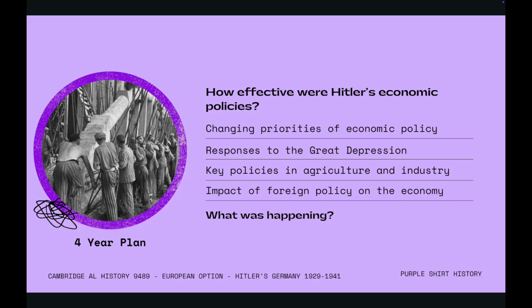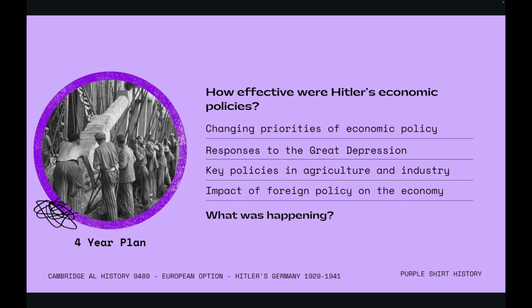Responses to the Great Depression. In the beginning, it's the Nazi plan to get people back to work. That is the key goal. So massive public works projects get greenlit. Now's a good time to mention Hjalmar Schacht. He's the Nazi finance minister. He's the one who's the architect of getting the money to pay for all this stuff.